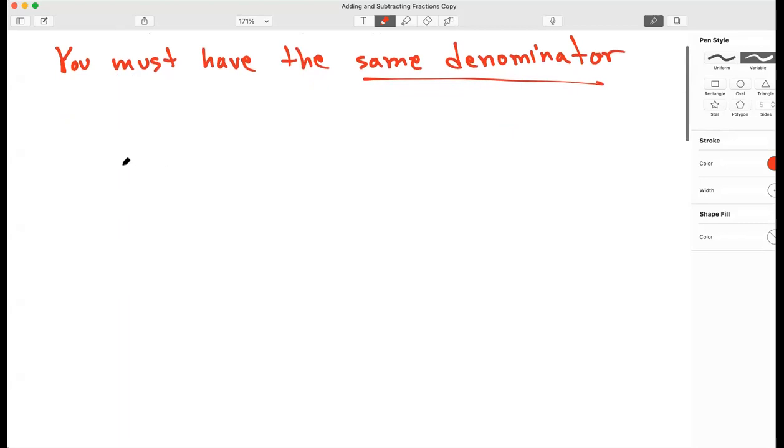So if I had, for example, 2/3 plus 5/3, we'll see I can add these. I can add them because we have the same denominator. So what would the answer be? You have to add the numerators, the 2 plus the 5, that's a 7. And then the denominator, in this case, always stays the same.